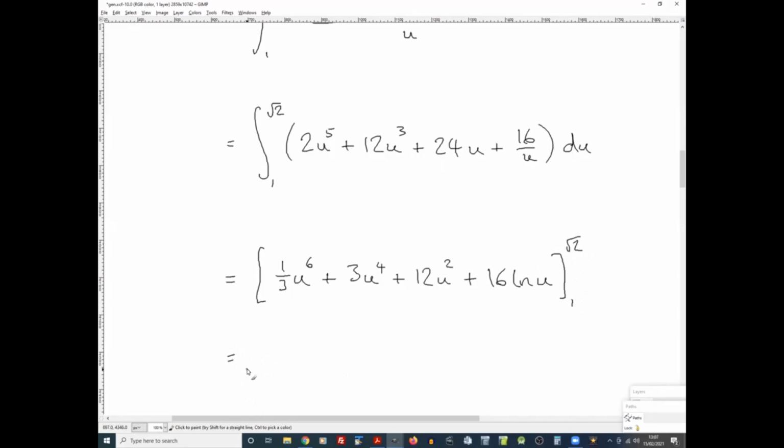Okay, giving root 2's, we get what? You get a third of root 2 to the power of 6. Yeah, what's root 2 to the power of 6? 2 to the power of 5. Careful, no, it's not.